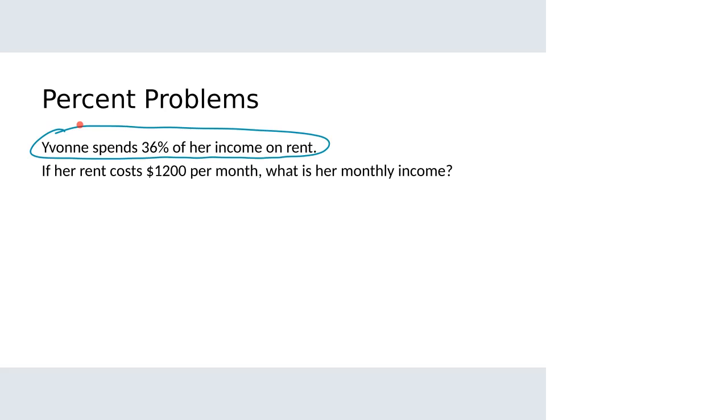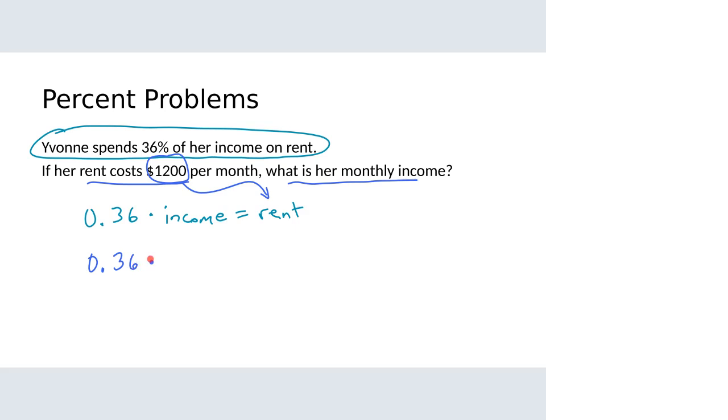So she spends 36% of her income on rent. So we can say then that 36% of her income is rent. Okay, got it. 36% of her income is rent. If her rent is 1,200 a month, so we're going to be able to put 1,200 in here for rent. What is her monthly income? So that's what we're looking for. So we can translate this and get to 0.36 times income. What I'm looking for is the 1,200 she pays for rent.